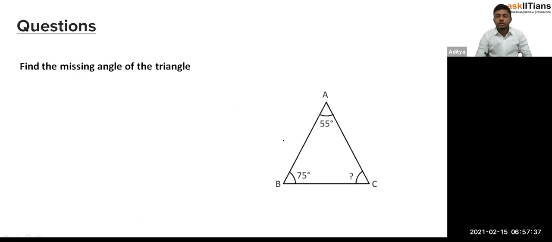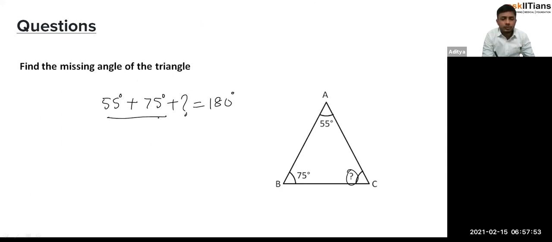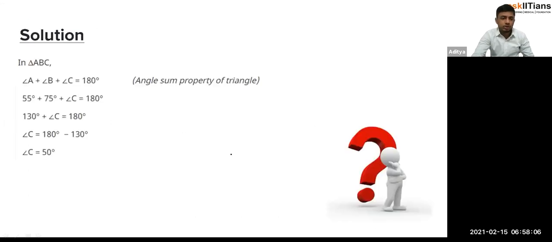Now let us try to solve this question using the same angle sum property that we have studied. We have to find this missing angle. So we can say that the sum of all these interior angles would be equal to 180 degrees. What is 55 plus 75? It is 130. So the missing angle will be 180 degrees minus 130 degrees, which gives us 50 degrees as the correct answer. And we can see in the solution also, the same logic has been used to get the value as 50 degrees, correct?